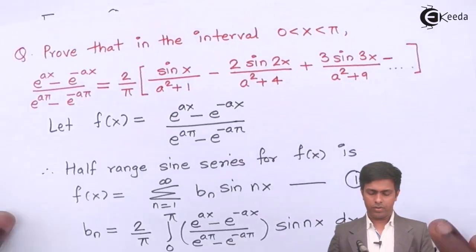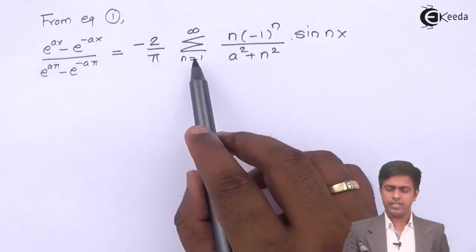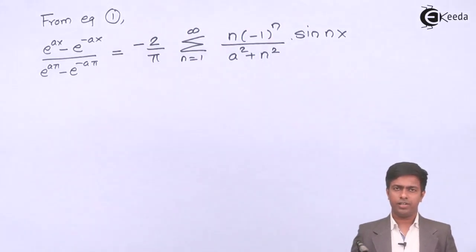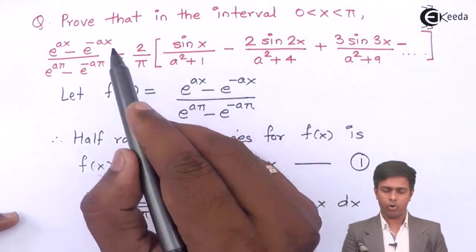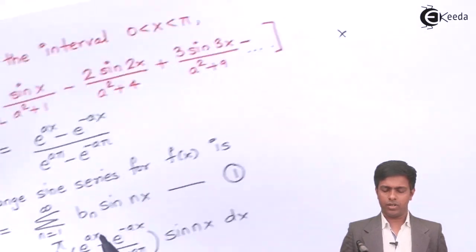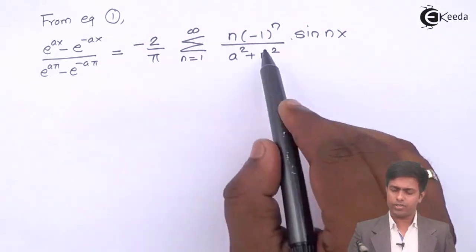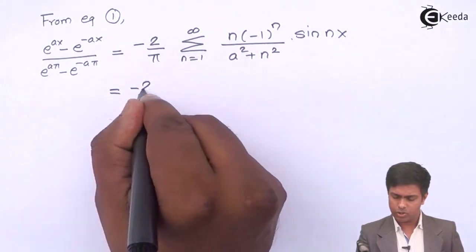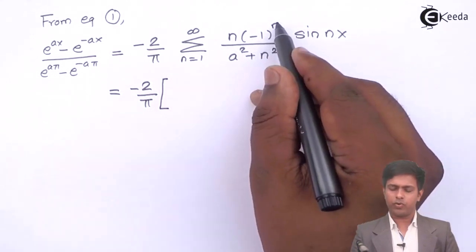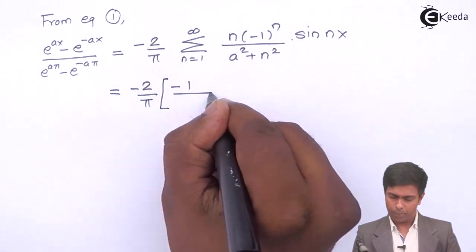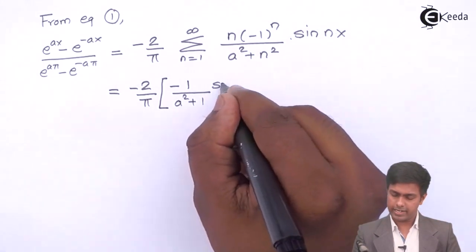Now guys, here we got the new equation, and now we will expand this by substituting different values of n so that we can get this result. In this result you can observe that on the right hand side we have positive 2 by pi. Here we got negative 2 by pi, I'll send this negative sign inside afterwards. I'll first expand this summation. So here we will get minus 2 by pi, in bracket let's put n as 1, so we'll get 1 into minus 1 raised to 1 is minus 1 upon a square plus 1 because n is 1, into sin x.